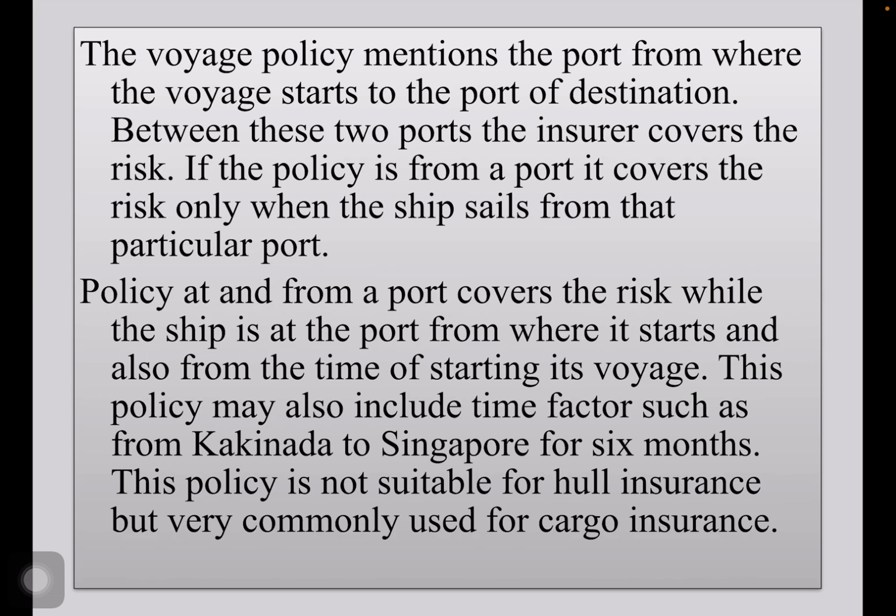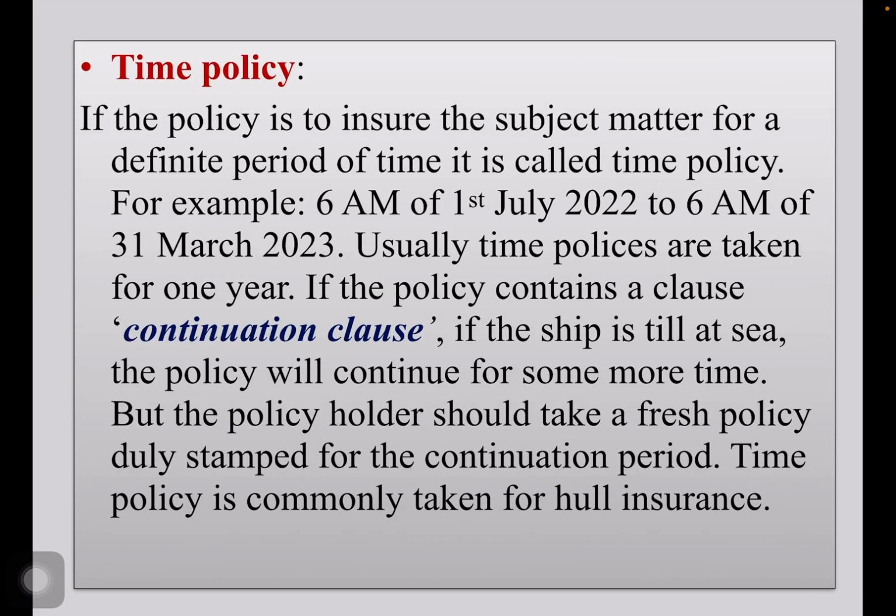If the policy is from a port, it covers the risk only when the ship sails from that particular port. Policy at and from a port covers the risk while the ship is at the port from where it starts, and also from the commencement of its travel. This policy may also include time factors such as from Kakinada to Singapore for 6 months. This policy is not suitable for hull insurance, but is very commonly used in cargo insurance.